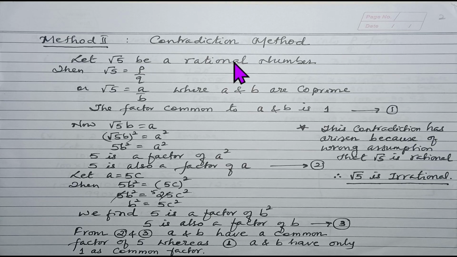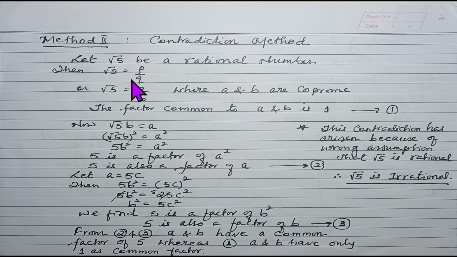Now let us understand how it is applied here. Let us first assume that root 5 is a rational number. So we are assuming it, mind you. Let root 5 be a rational number. If root 5 is a rational number, then root 5 can be written as p by q, because p by q is a rational number.